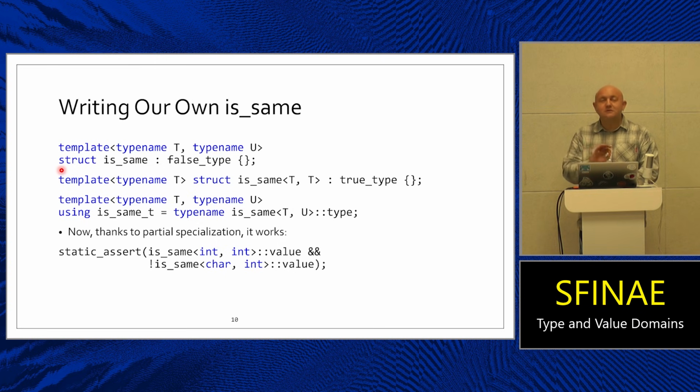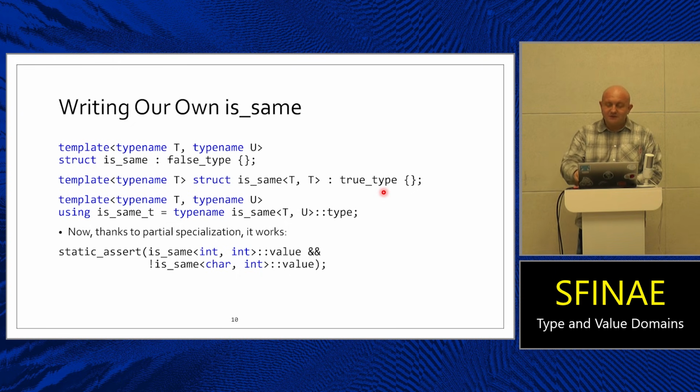Notice we still don't need SFINAE. We haven't even defined SFINAE yet. The mechanism here is just partial specialization. We start with the general case, any two different types, T and U for this example, which gives us the false type. And then we specialize for the case where both template parameters are of the same type, and there we inherit from true type. And that's all it takes.